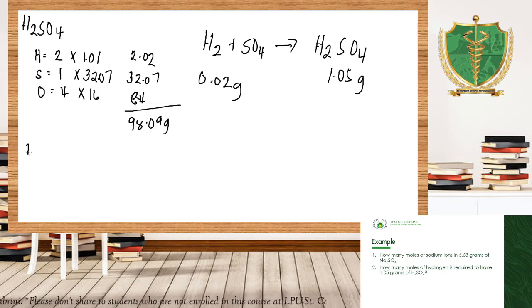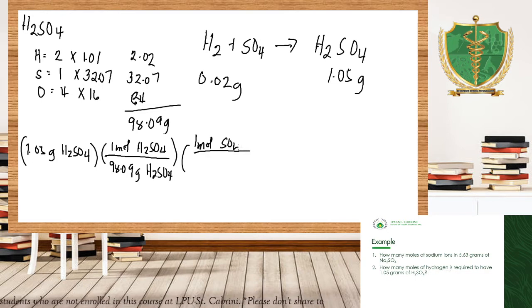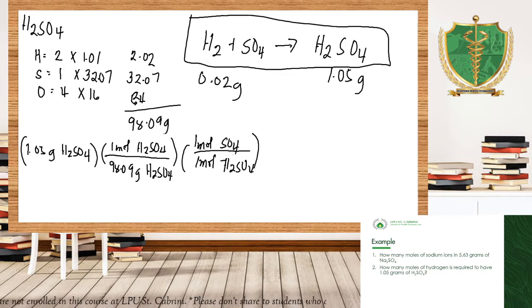So again, the same thing, we have 1.05 gram sulfuric acid times 1 mole sulfuric acid over 98.09 gram sulfuric acid, times we have 1 mole sulfate and 1 mole of sulfuric acid. Sir, saan po nang galing yung 1 mole of sulfuric acid in our balance equation? Saan po nang galing 1 mole of sulfate? Doon din po. Okay? So, cancel same units. This will give us exactly the same thing, 0.01 moles of sulfuric acid.